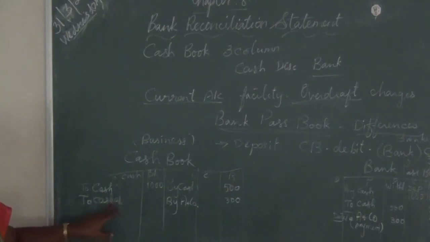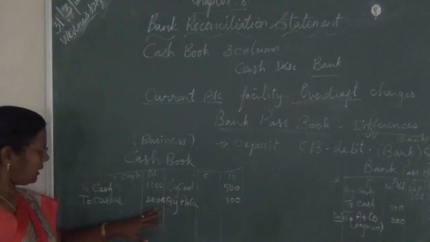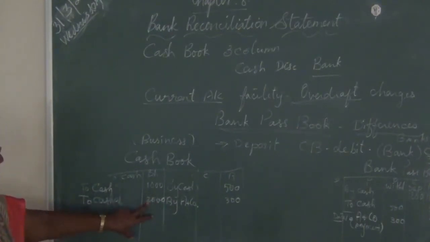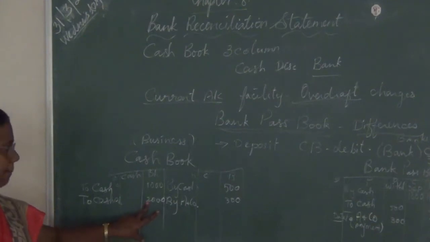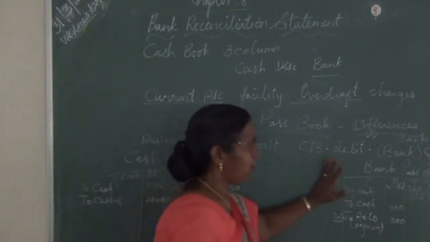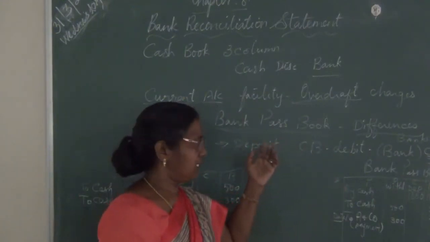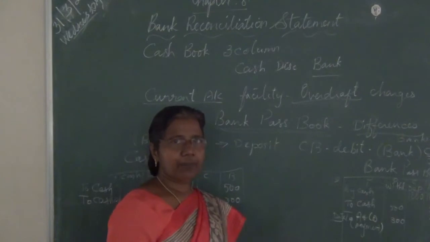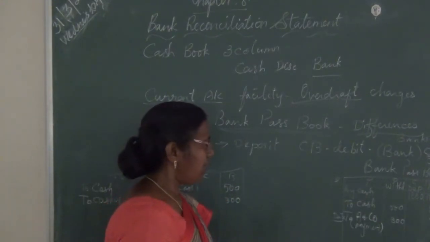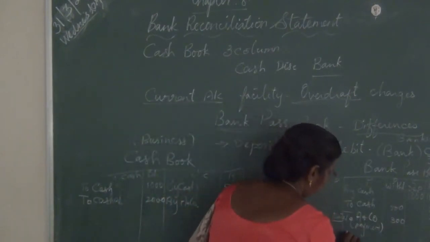So we will write deposit, 2000 for example. We are entering. But when we deposit that check in the bank, the same day they will not enter it in the bank passbook. What is happening there? The check will be going for collection at the other bank, and they will realize that amount. When they realize that amount only, they will enter it.